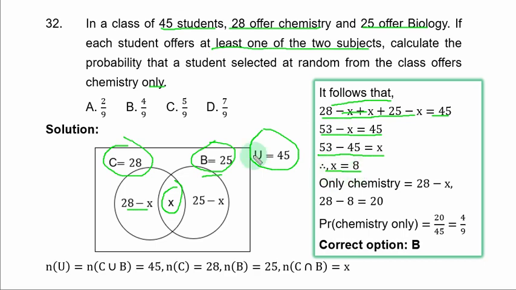So only chemistry is 28 minus S. That is 28 minus 8 equal to 20. So probability chemistry only is equal to those that offer only chemistry, 20, over total students in the class. If you reduce by using 5 to divide, you have 4 over 9. B is the correct option.